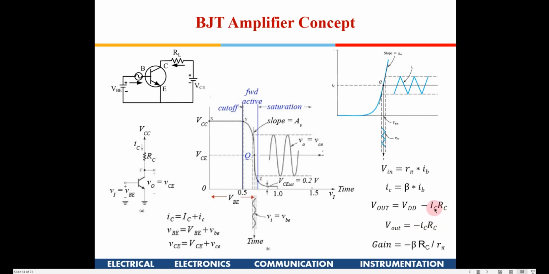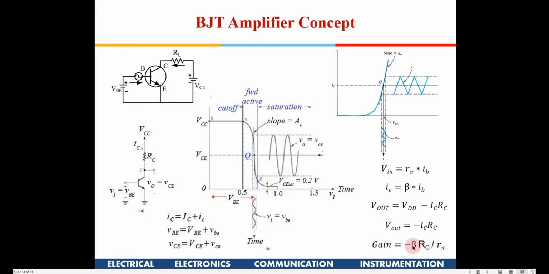So IC is changing with respect to V in. Now IC is beta times IB, and IB is V in divided by R pi. So if you do those substitutions, gain is V out by V in, and you will get the gain as beta RC divided by R pi.